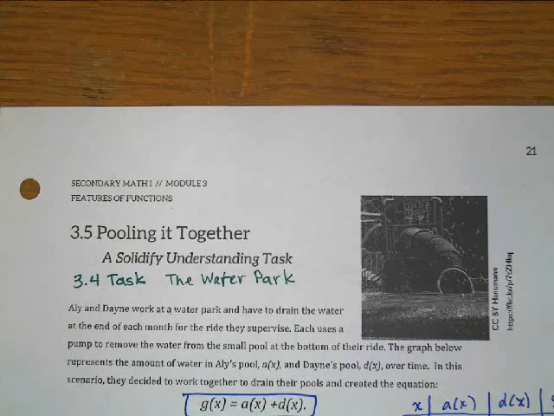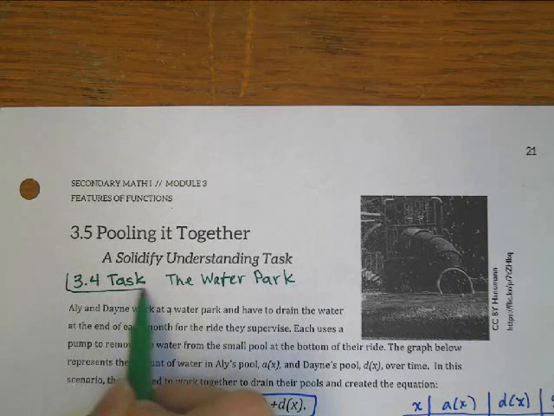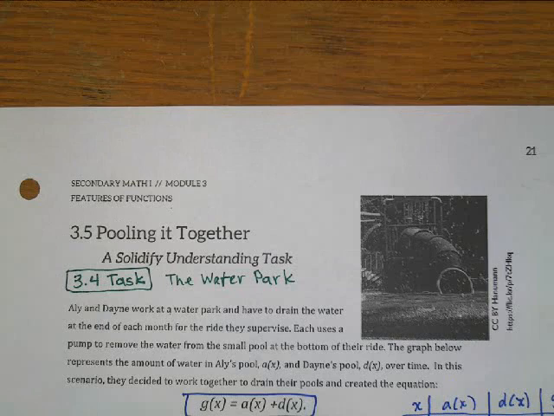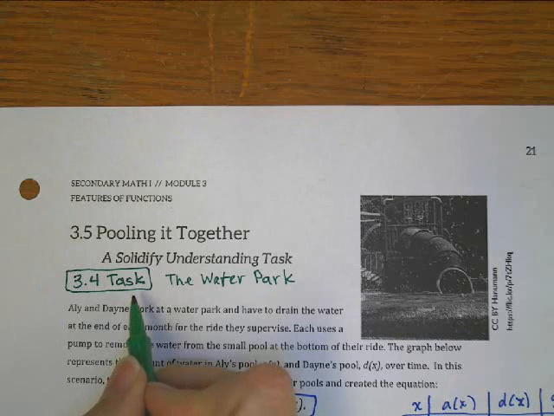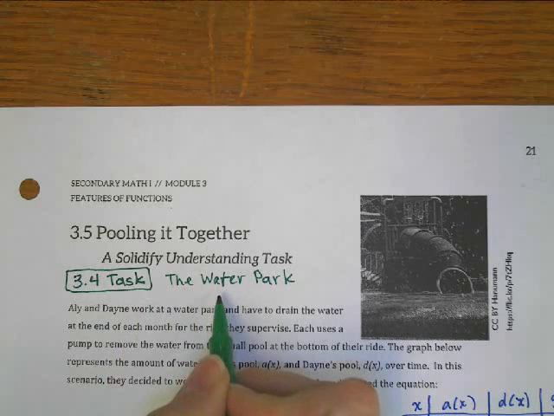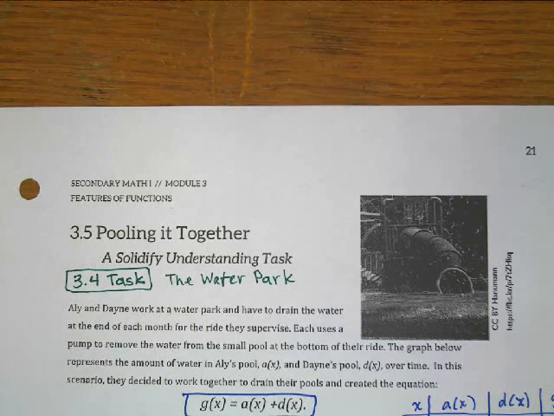So what I'm going to walk you through today is the start of the 3.5 pooling it together task. First of all, I want to remind you that this task is based off our work on the 3.4 task, which we did on Friday, November 17th. So if you go back and look at your work from the 3.4 task on the water park, this is directly related to that. So I'm going to walk you through a couple of things based off what we talked about on that 3.4 task, and then we're going to work through a few things together.